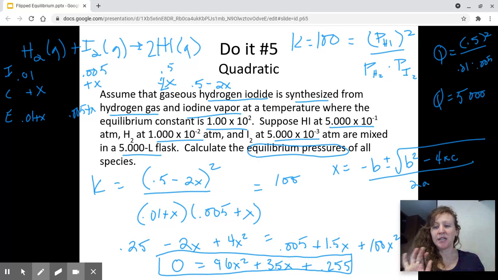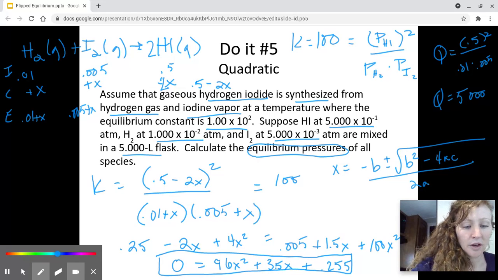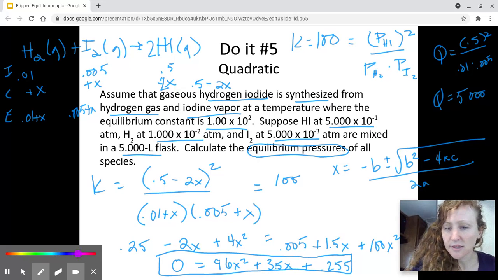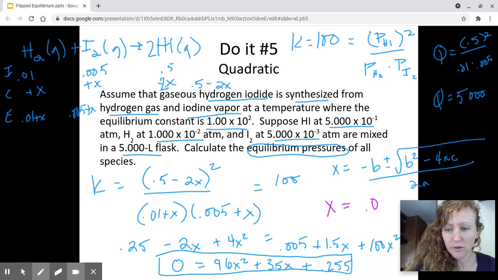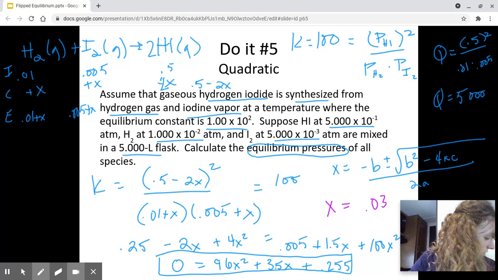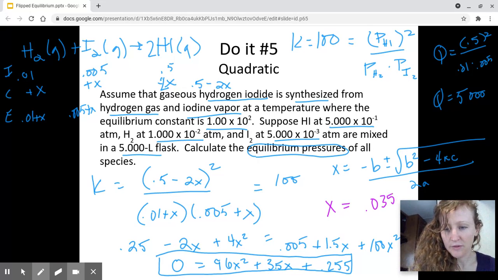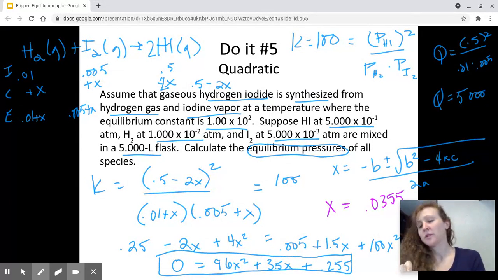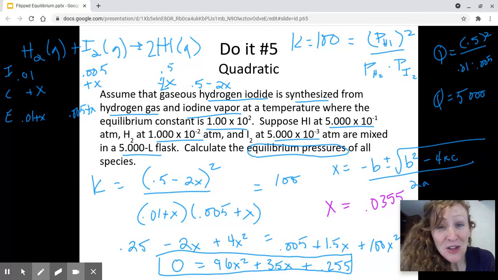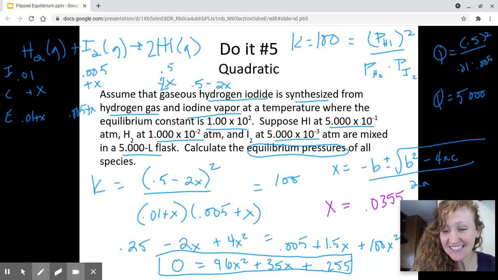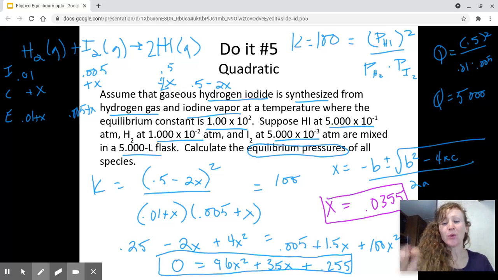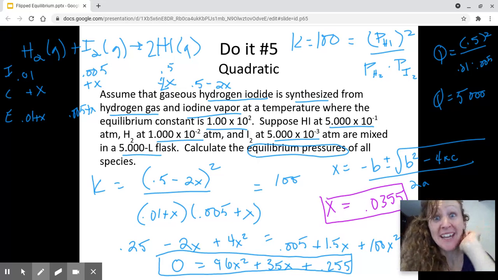Okay, so we're going to plug it in. We're going to check our answers for x. All right, and what I got is x is equal to 0.0355. Okay, did you get that also? That's where you should end. Okay, now I have x. Woohoo! I'm done with the problem, right? Am I? Am I done with the problem?